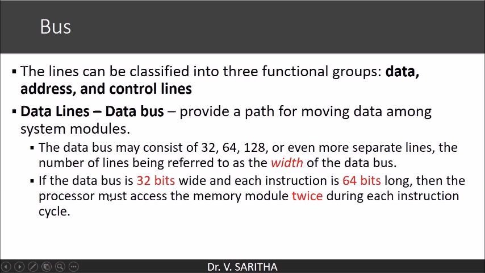If the data bus is 32 bits wide and each instruction is 64 bits wide, then we are supposed to access it 2 times in order to fetch the complete instruction. So what we said, the memory module is accessed twice for fetching one single instruction.